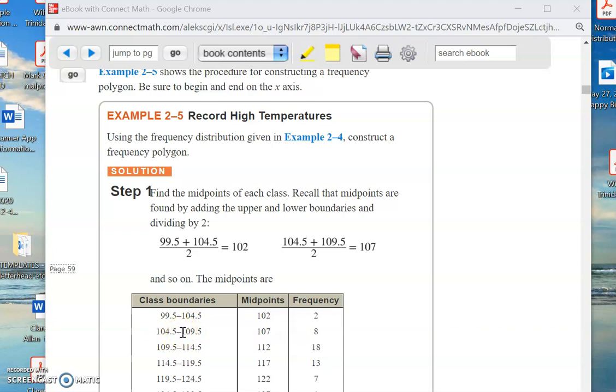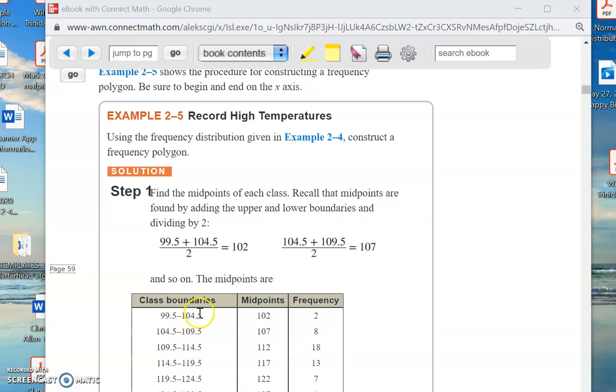Well, what you do is you say, well, these are temperatures, right? Yeah, these are temperatures. So there's an infinite number of possibilities. These are continuous variables. So there's an infinite number of values that can be in any of these classes. Between 104.5 and 109.5, there's an infinite number, okay? Why don't we just take the average? Let's take the average to represent that class. Well, what's the average?